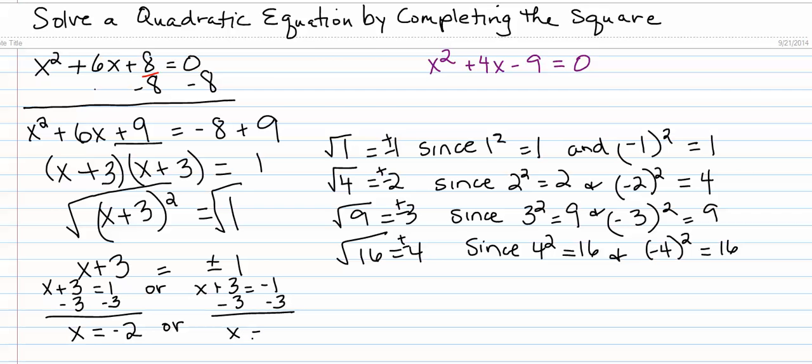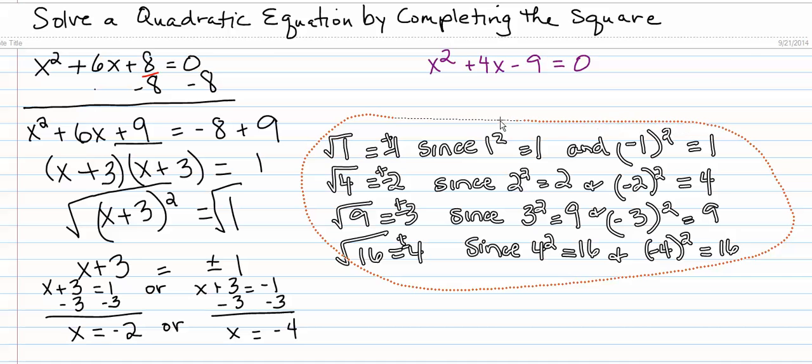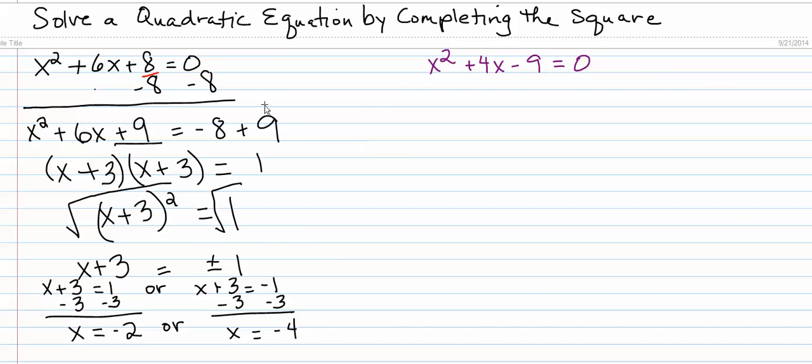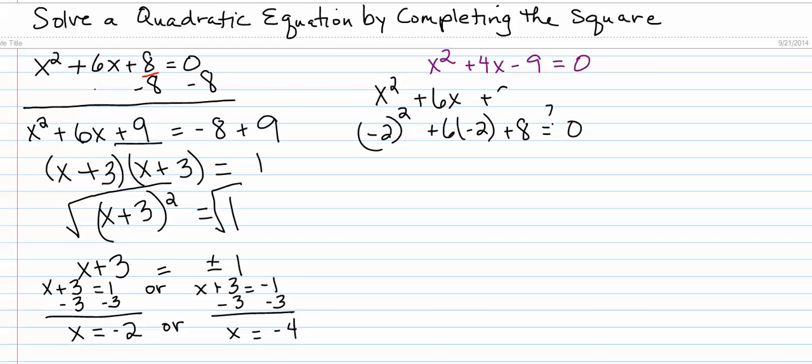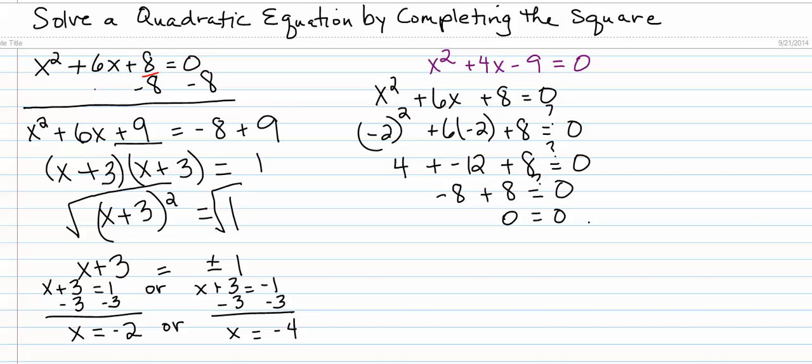All right, so how do I know that that's right? To know that that's right, what I want to do is test those numbers in my original problem. Does negative 2 squared plus 6 times negative 2 plus 8 equal 0? Remember, my original problem was x squared plus 6x plus 8 equals 0. Let's see if it really does. Negative 2 squared is 4. 6 times negative 2 is negative 12. And then the plus 8 at the end. 4 plus negative 12 is negative 8. Negative 8 plus 8, does that equal 0? Sure it does. So 0 equals 0. That helps me to know that x equals negative 2 does work.